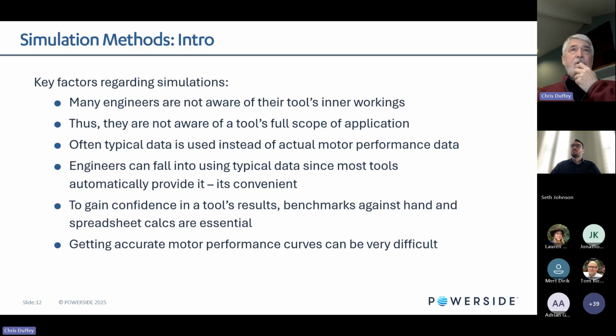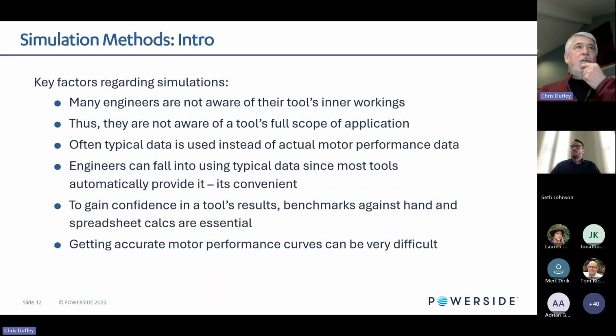Often typical data is used instead of the actual motor performance data. Why? Because it's convenient. It's been provided. So you'll automatically jump into that category when you need to get your work done quickly and you haven't really struggled to get that motor performance data. And I'm with you in terms of the struggle to get good data. Trust me, I understand what lots of bad data looks like. And so it is often a struggle to get that information.